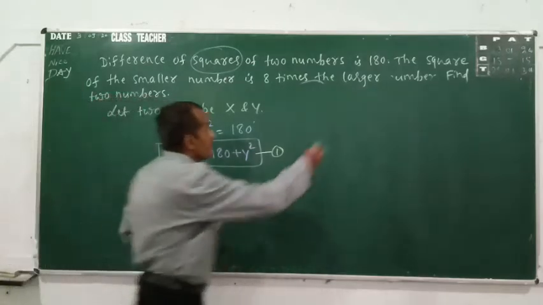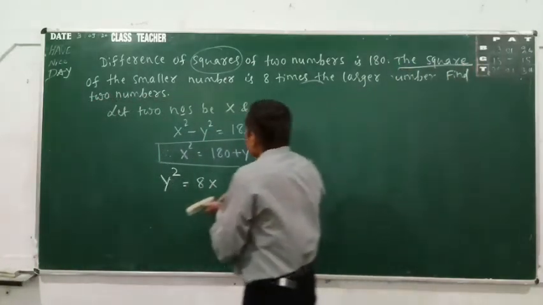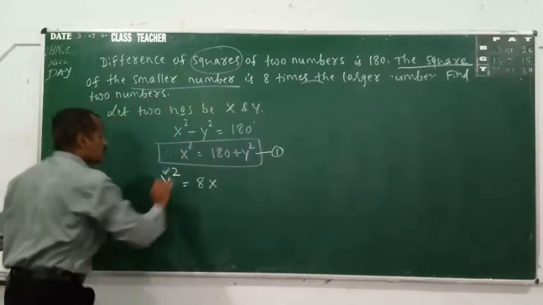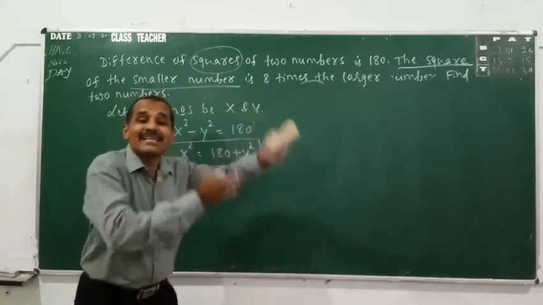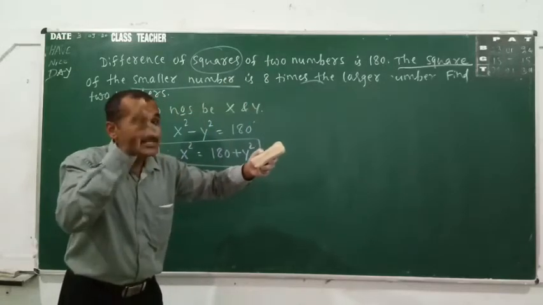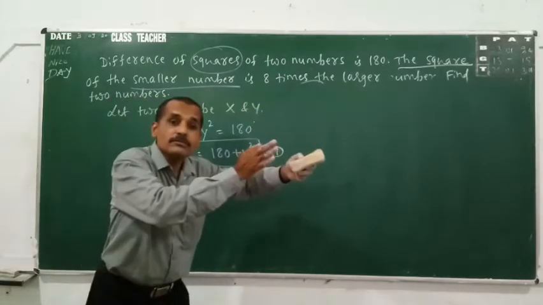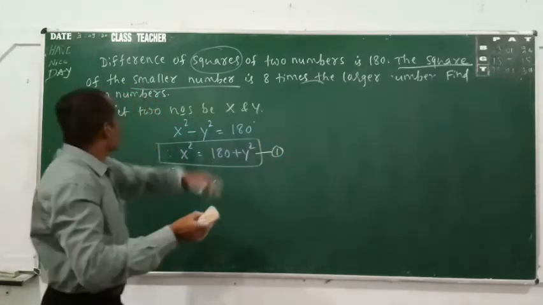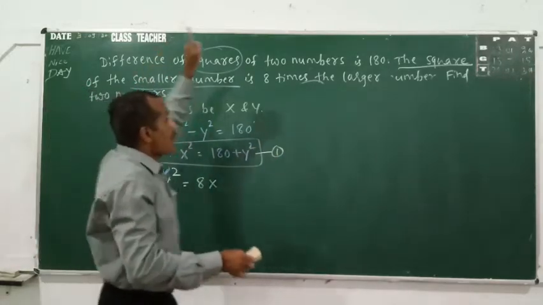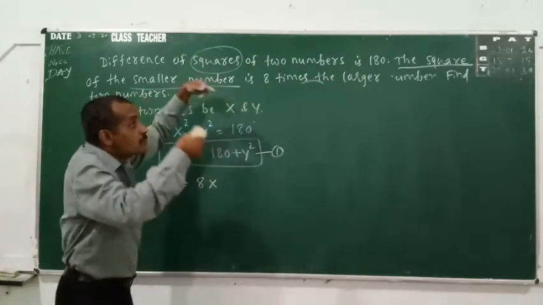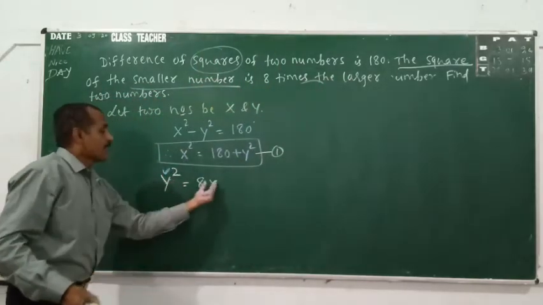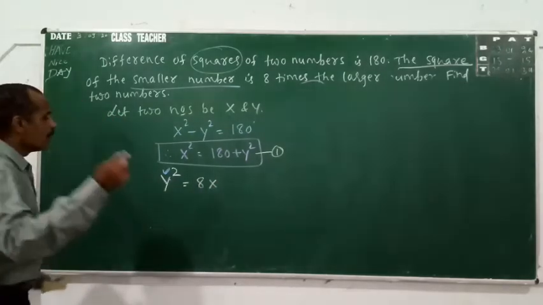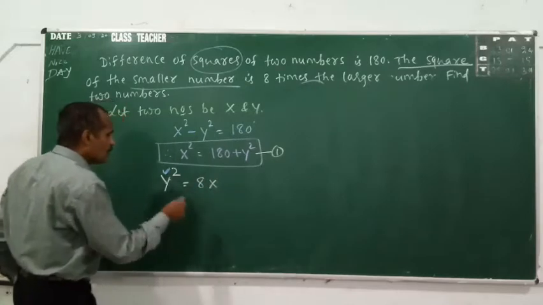Look at the statement: the square of the smaller number. Square of the smaller number is already more. I am always stressing this point. Where there is more, you don't multiply. Where there is less, then you multiply. The square of the smaller number is 8 times more, so this is less, multiply by 8. Okay, that's all.